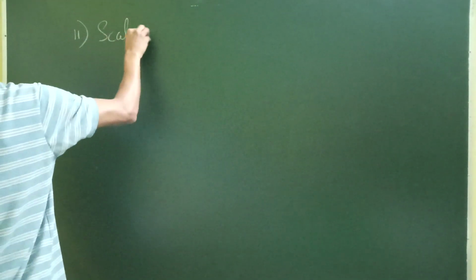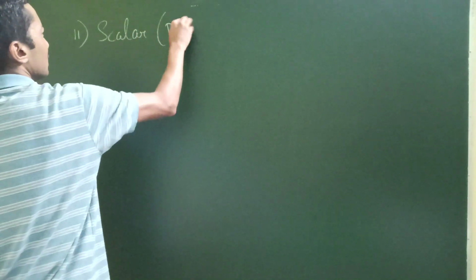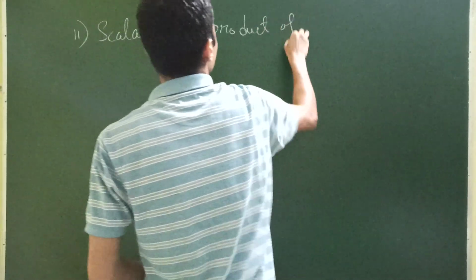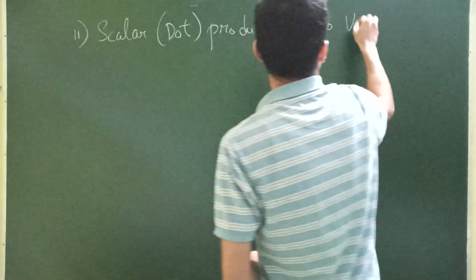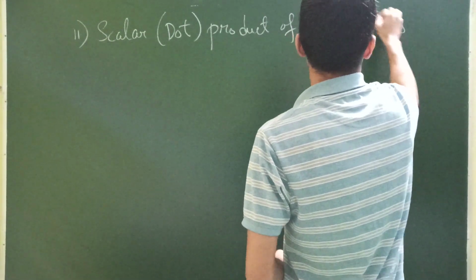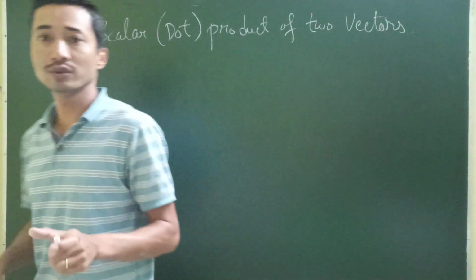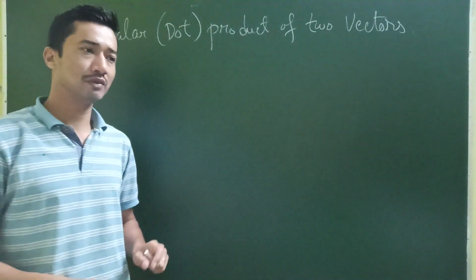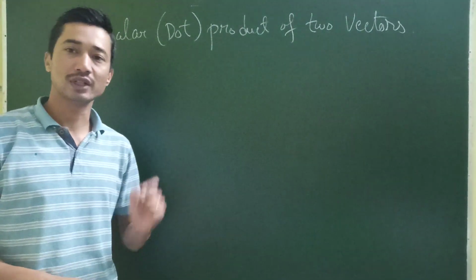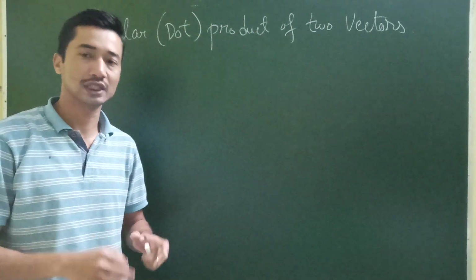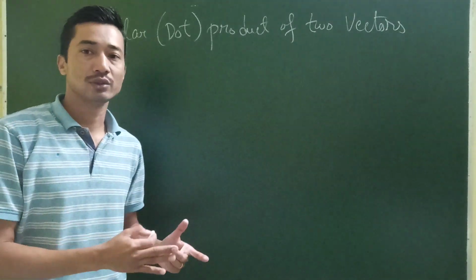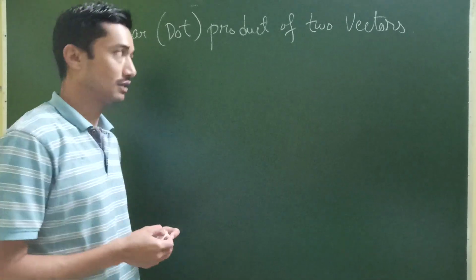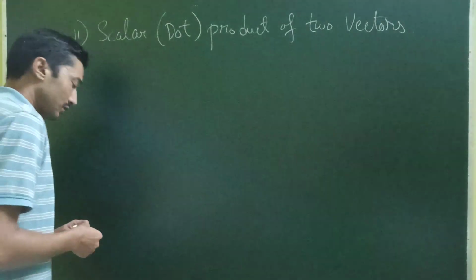Scalar, or we also call it the dot product, of two vectors. So henceforth, especially when you do the topic of vectors and scalars, vector algebra, you need to be very careful in the way you write the dot and the cross, because that will mean either you are doing a dot product or a cross product. So you have to be careful, especially when you are doing vectors. Okay. Scalar dot product of two vectors.